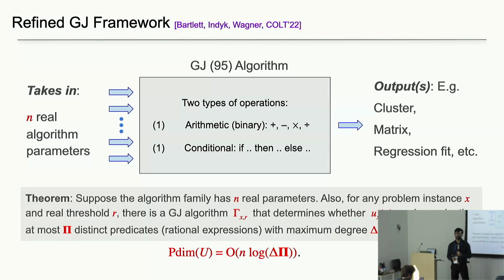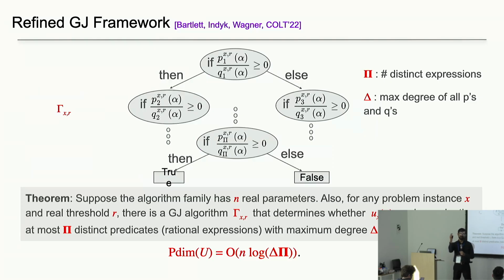This is a nice visual way to look at it, and you get a nice guarantee on the pseudo dimension bound, which depends on the degree of these rational polynomials, but also on the number of distinct expressions that you ever compute.